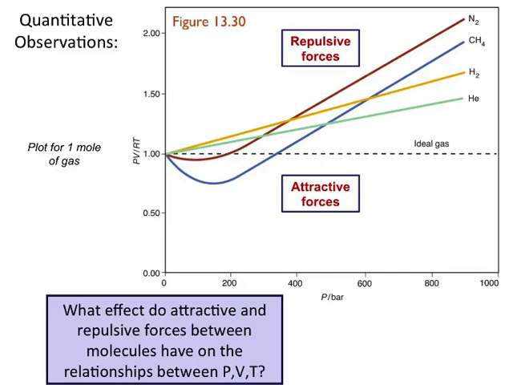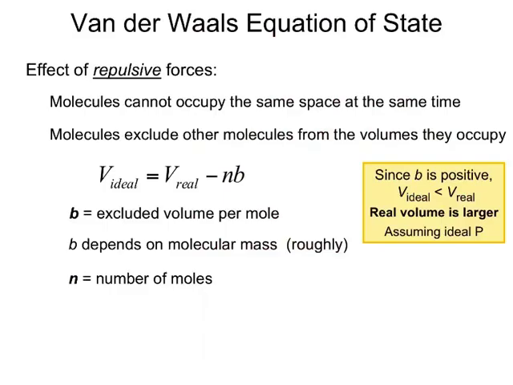Now the next question is, what effect do these attractive and repulsive forces have on the relationships between pressure, volume, and temperature? Okay, so the effect of the repulsive forces, that molecules cannot occupy the same space at the same time, is that these molecules will exclude other molecules from the volumes that they occupy. And so this is called excluded volume.